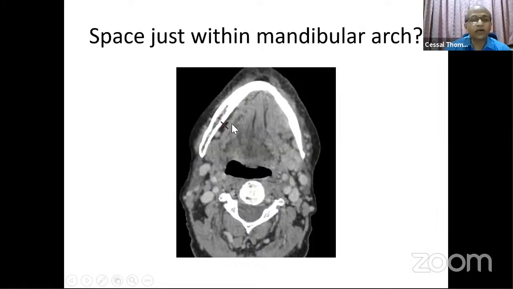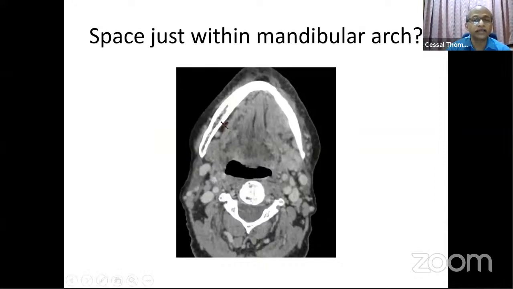And this is the mylohyoid muscle, and this is what we saw earlier. So there is space inside the mandible, just inside the mandible. Some people take this as the submandibular space. Actually, this is not submandibular space. And of course, this space contains fat.